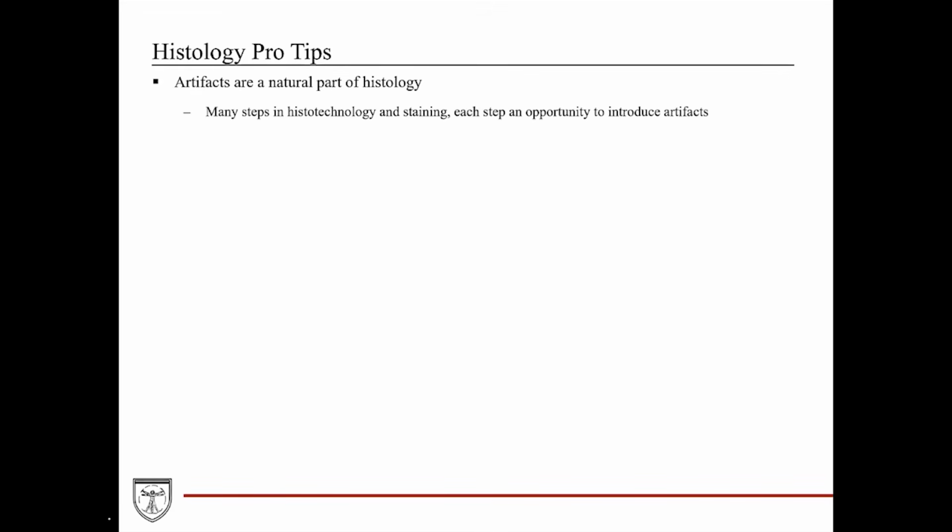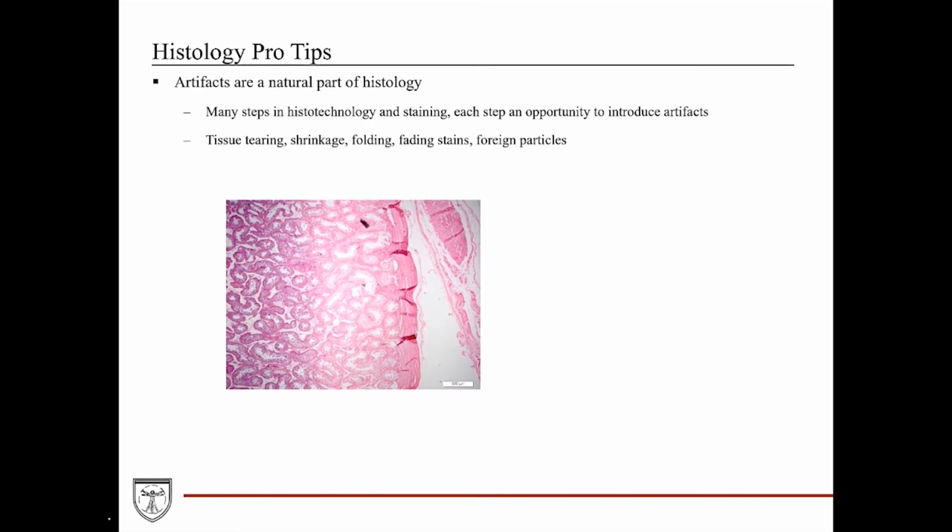The next tip is all about the artifacts. They're natural in histology. Now, artifacts are the things that actually don't belong in living tissues, but they get introduced in one of the many steps in histotechnology or during staining. Some examples of artifacts include tissue tearing, a big space like this in between the tissues that really should be right up against each other. Or sometimes the tissue can shrink, especially during the dehydration process.